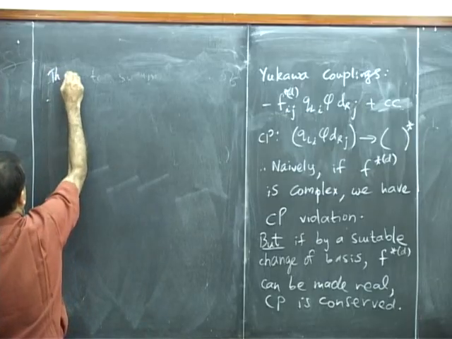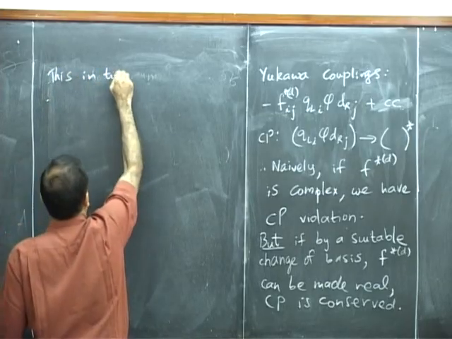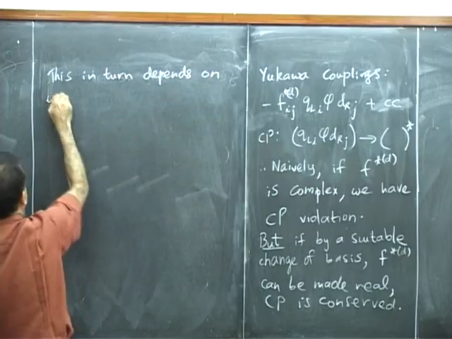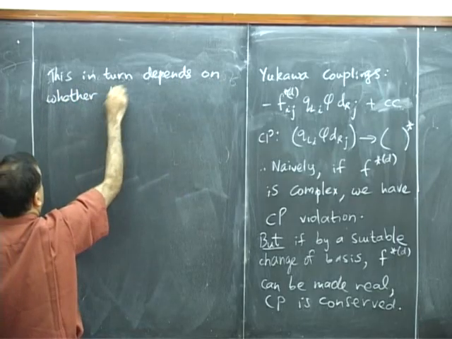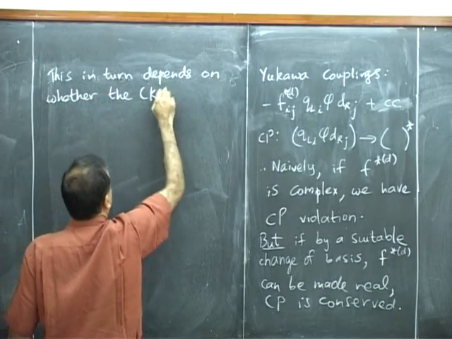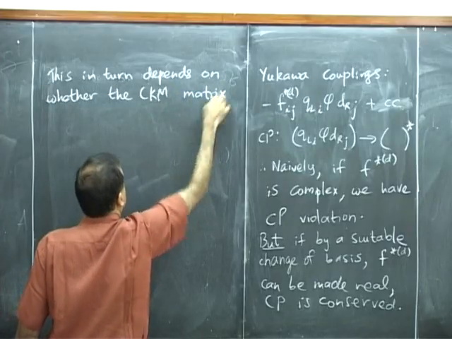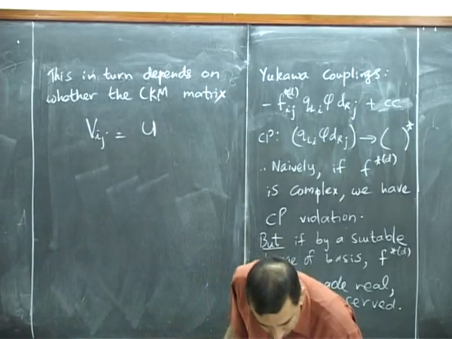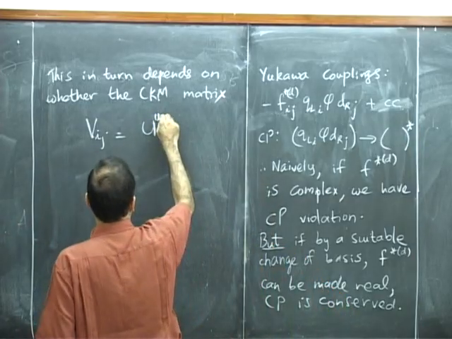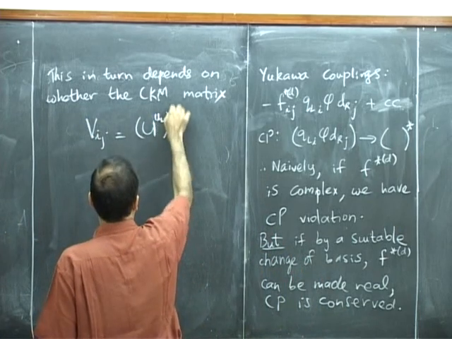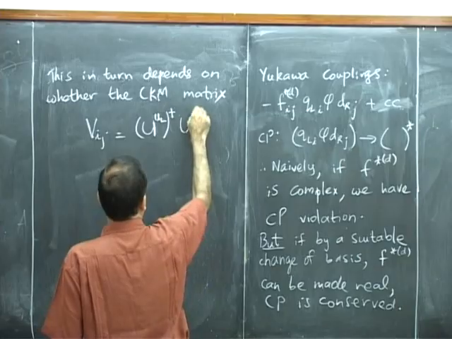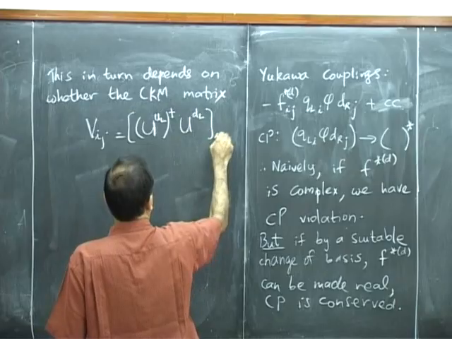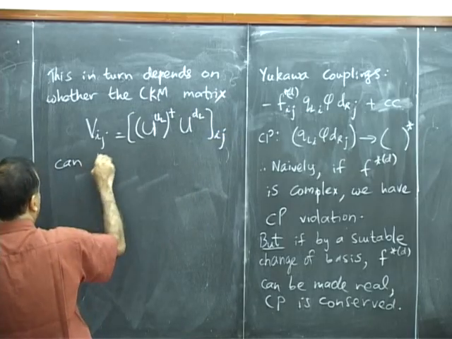So this in turn depends on whether the CKM matrix, which is defined to be Vij equals U, so this is the unitary transformation acting on the up type left-handed quarks, dagger, acting on the down type left-handed quarks, can be made real.